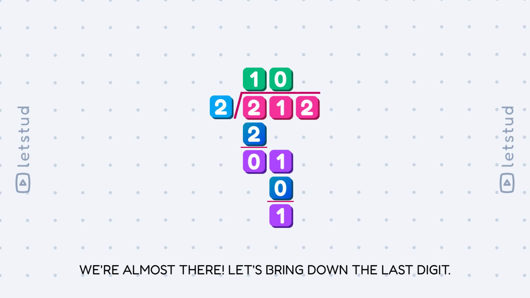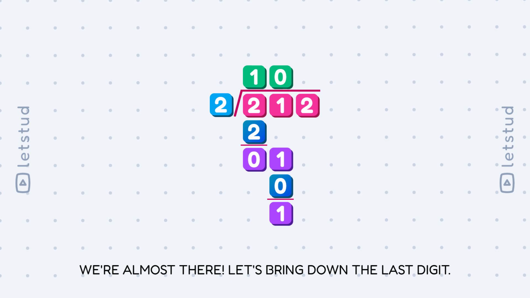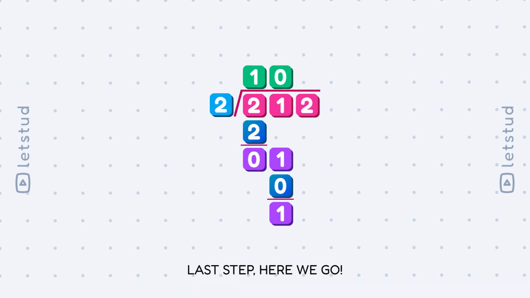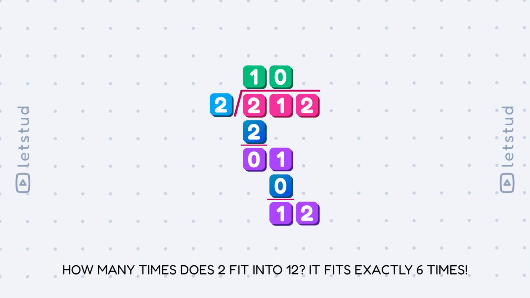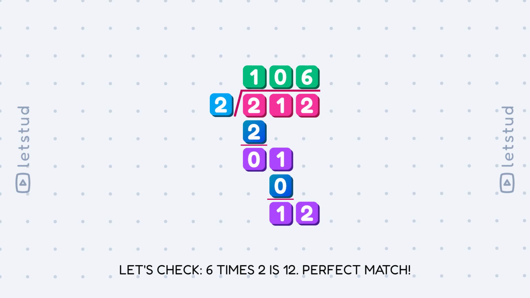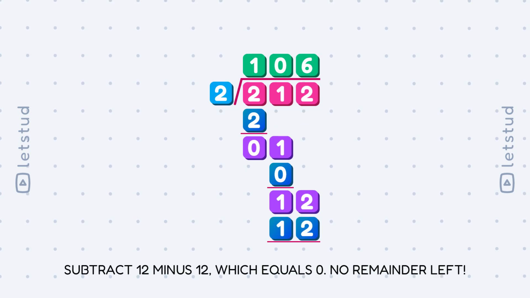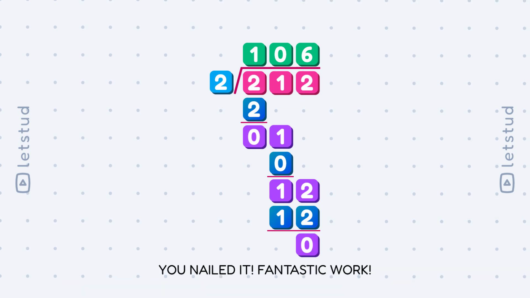We're almost there, let's bring down the last digit. Last step, here we go. We bring down the final digit 2 and join it with our remainder 1. Our new partial is 12. How many times does 2 fit into 12? It fits exactly 6 times. Let's check: 6 times 2 is 12, perfect match. Subtract 12 minus 12, which equals 0, no remainder left. You nailed it, fantastic work.